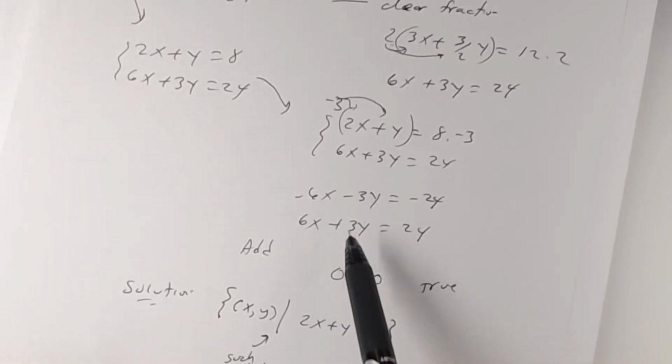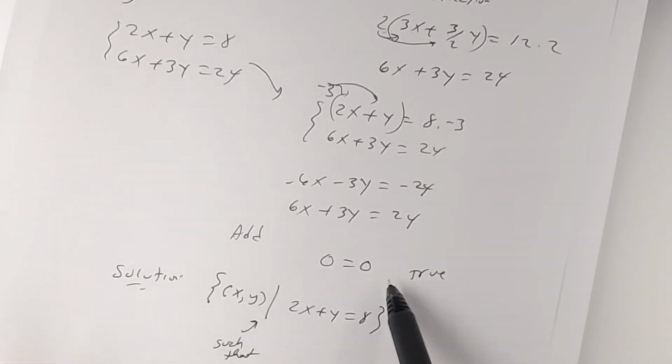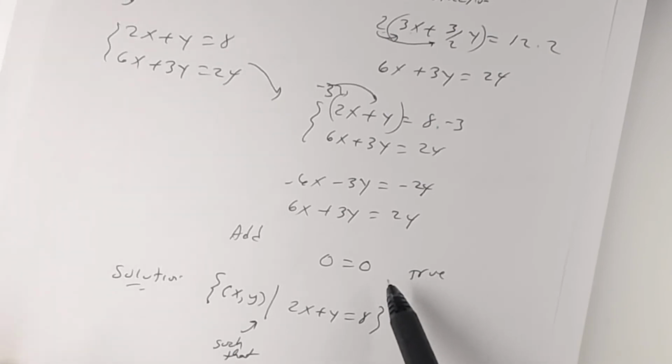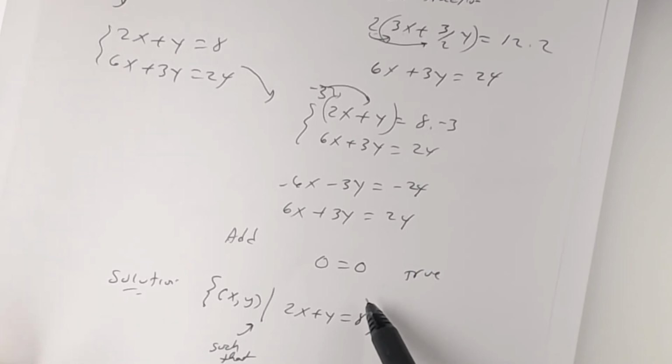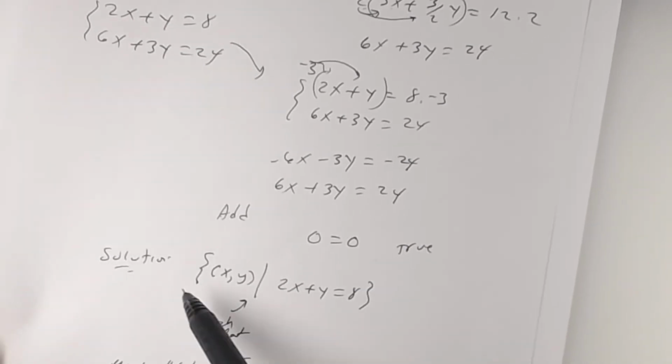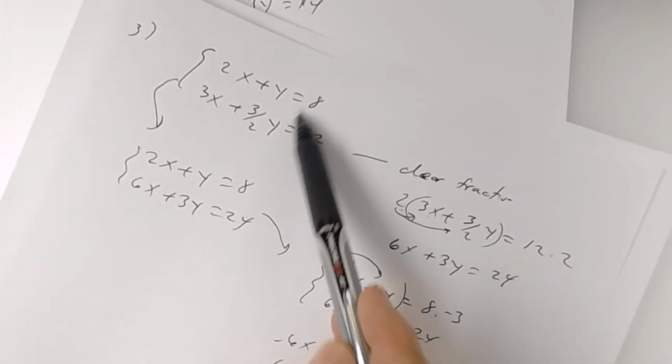If the variable disappears and you get a true statement, like 0 equals 0, that means you do have solutions. How many solutions are there? An infinite number. You can't list them. So you're going to state the solution set this way. You're going to say the set of x, y such that, and then just rewrite one of those equations.